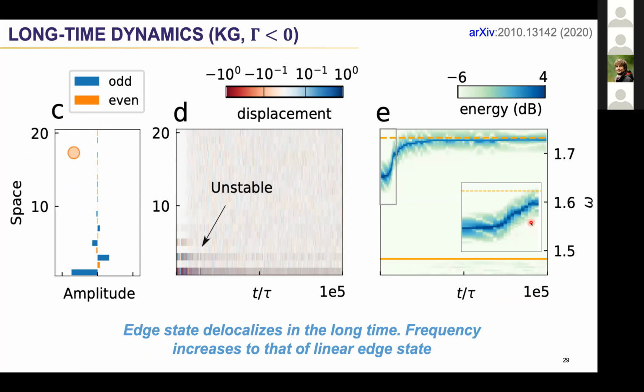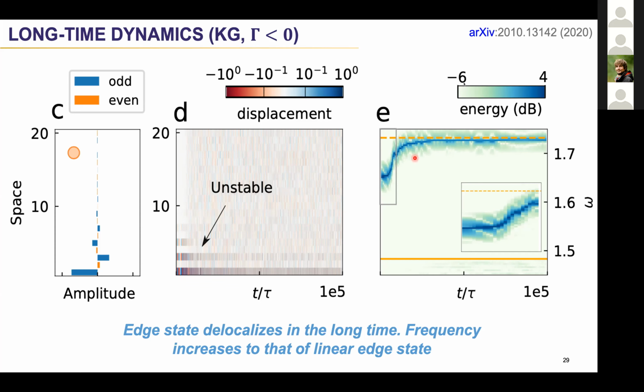This can be confirmed by long-time dynamics as well. So here what we do is we take one such nonlinear edge state, and we give that as an initial excitation, initial condition to the chain, and let it go over time. Okay, so this is the transient simulation. As we can see here, this is space and time. The initially localized state loses its energy into the bulk, and it's no more localized.